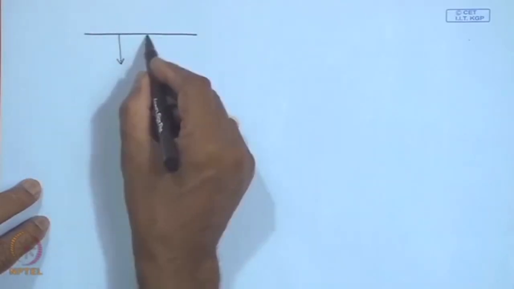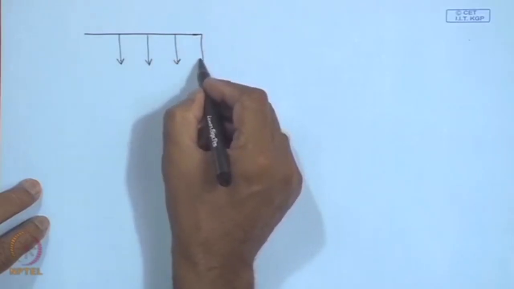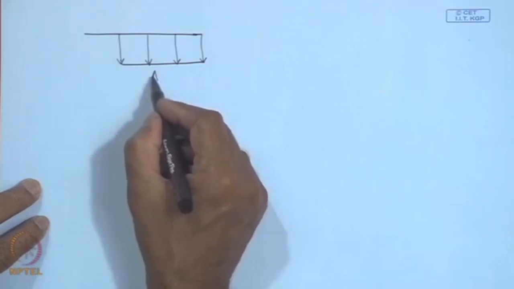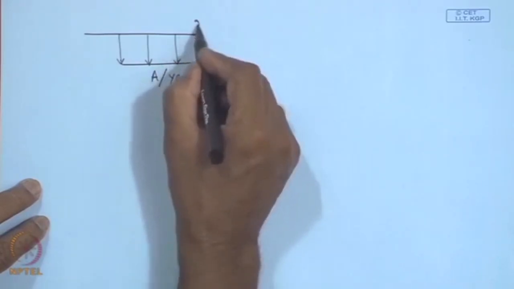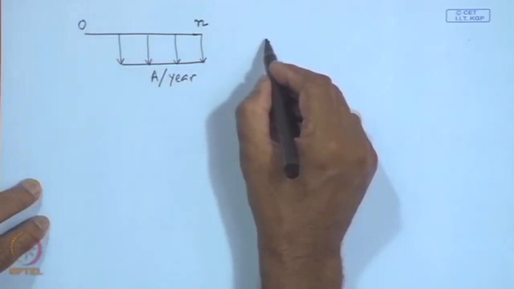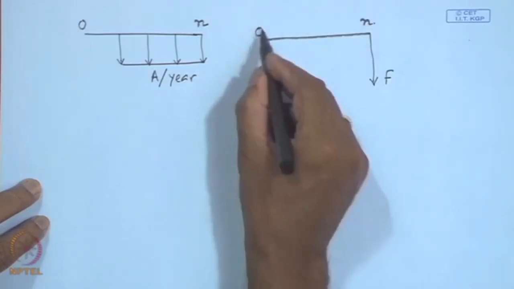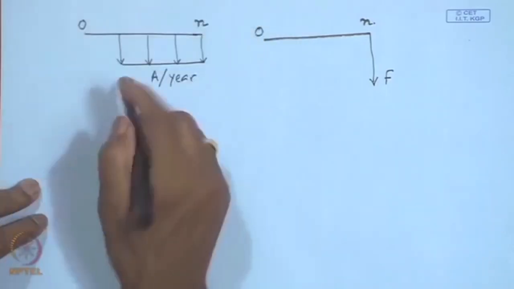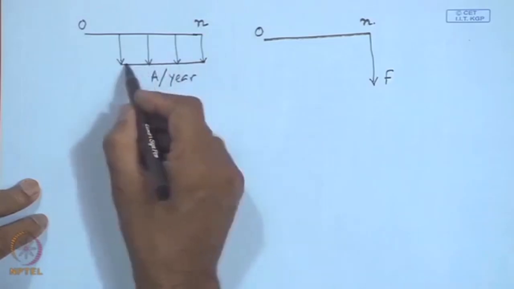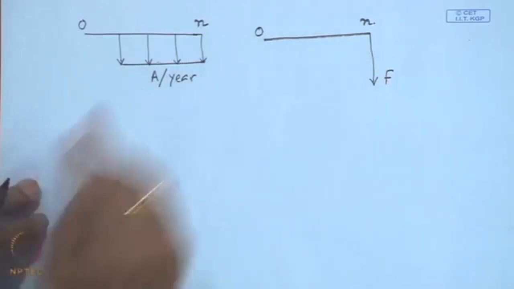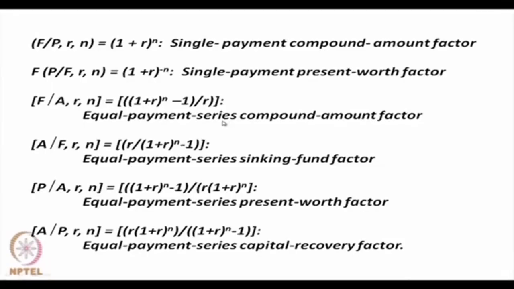That means, we are given A. Remember that A is assumed to take place at the end of the year. So, A per year, this is n, this is 0. We are interested to find out its final sum. And this is equal payment series. They are taking place in series and each is equal payment and compounded to the end. Therefore, it is called equal payment series compound amount factor, and the value is to calculate F given A, r and n.